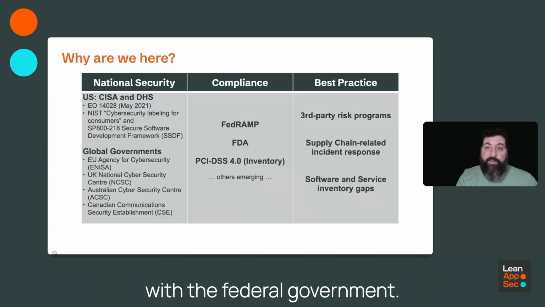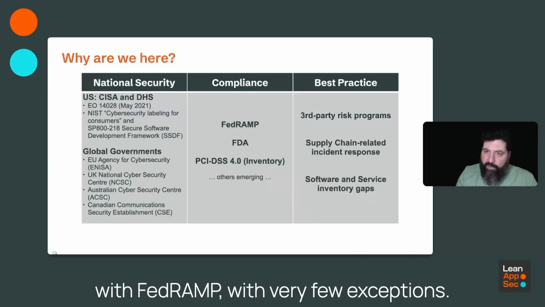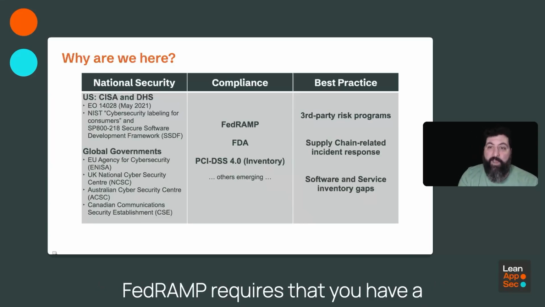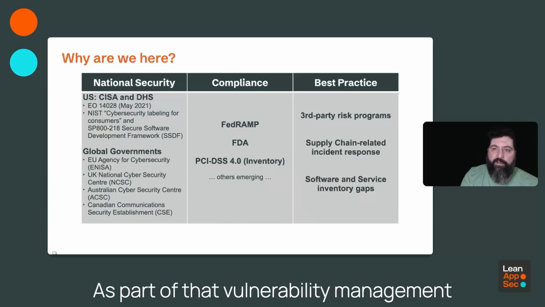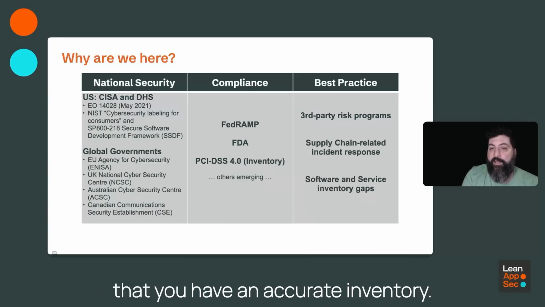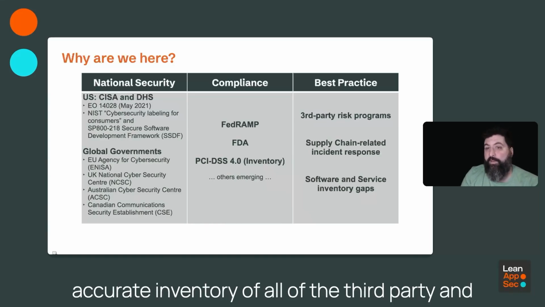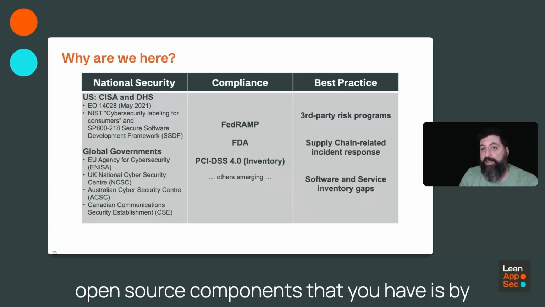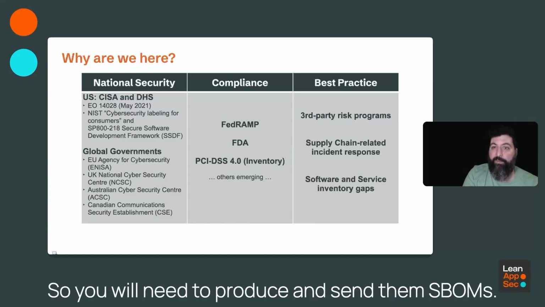If you want to do business with the federal government, you're probably going to have to comply with FedRAMP, with very few exceptions. FedRAMP requires that you have a vulnerability management program. As part of that program, you need to be able to prove that you have an accurate inventory. The way that you prove that you have an accurate inventory of all of the third-party and open source components that you have is by providing SBOMs to the federal government. So you will need to produce and send them SBOMs.